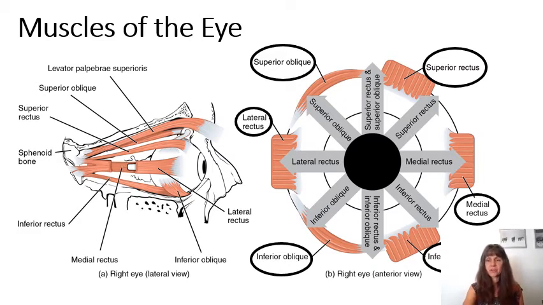Now you'll notice superior rectus and inferior rectus are attached at the top and the bottom of the eyeball in a slightly medial fashion, because this is where medial rectus is, so that is medial, this is lateral.